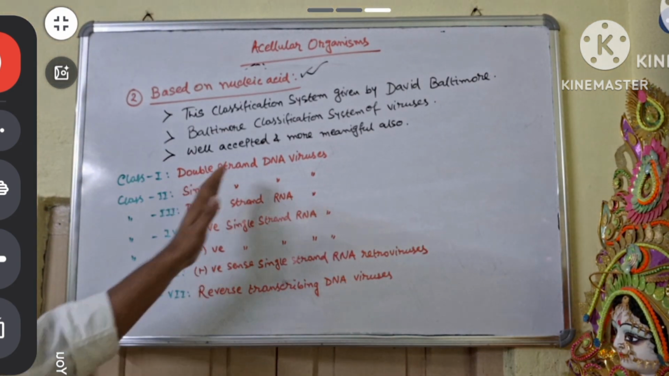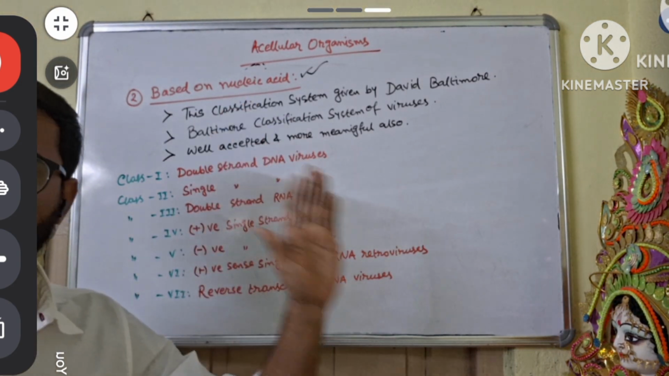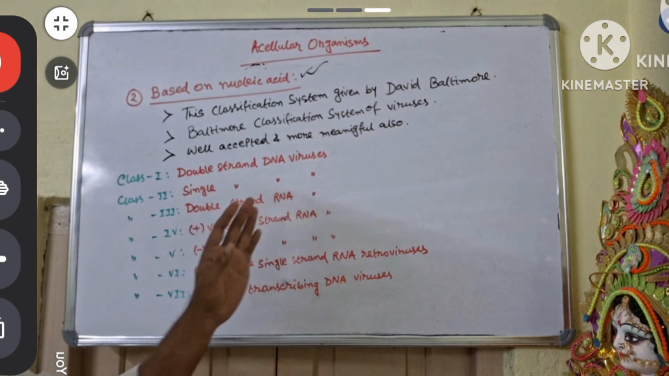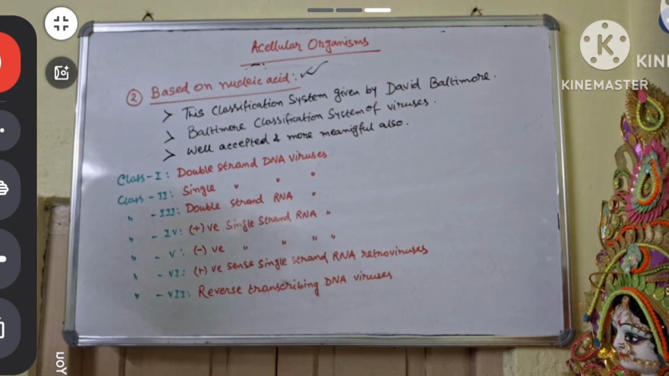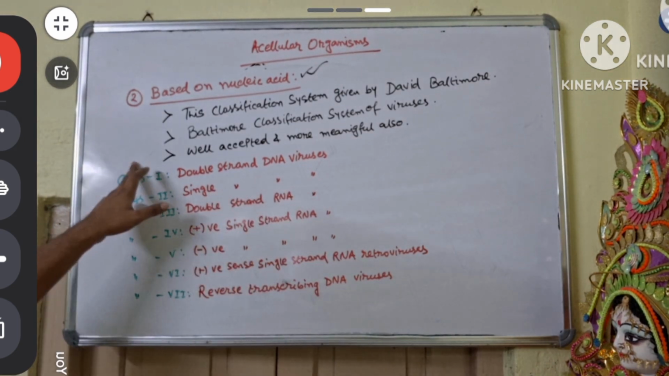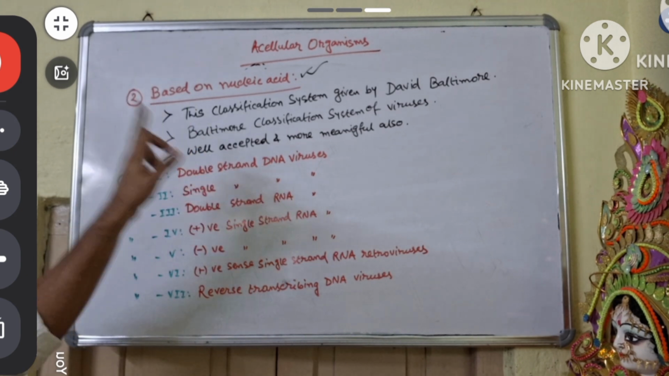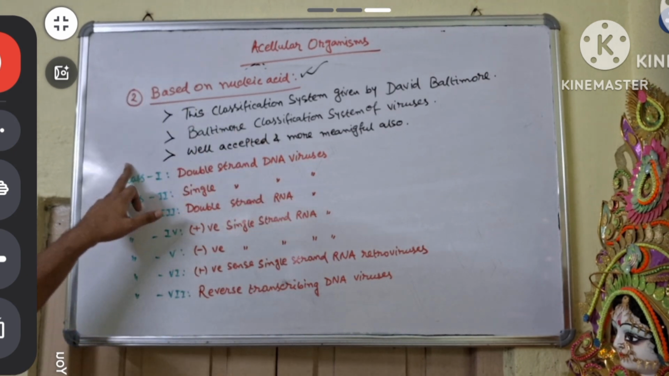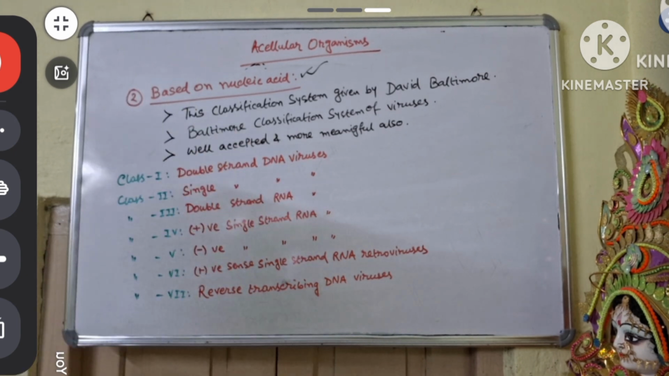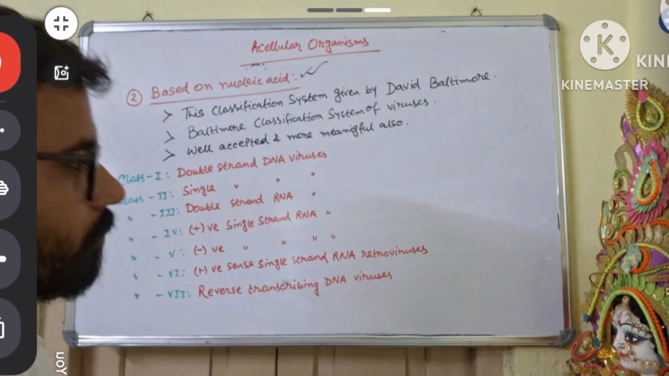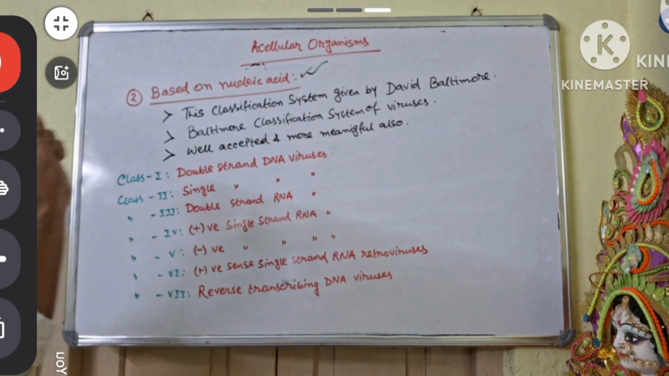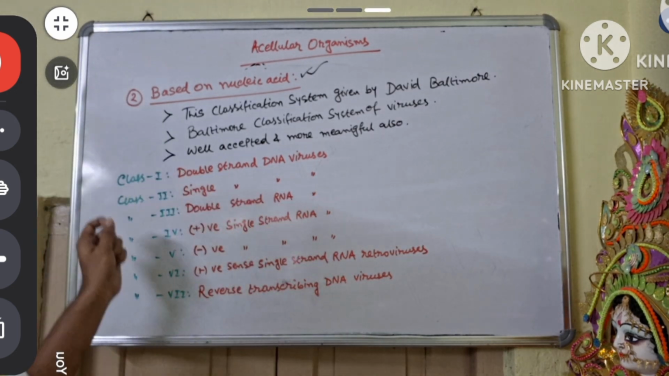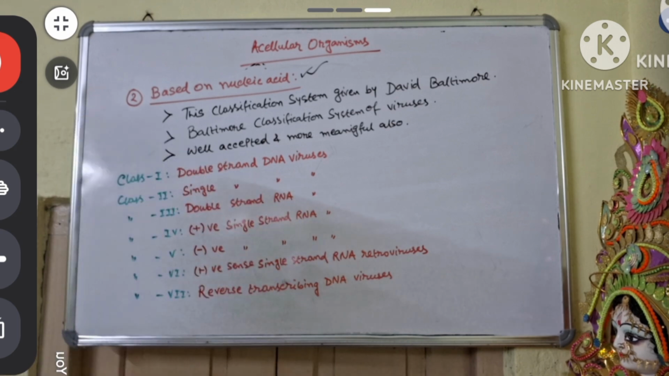Each class is specific for each virus type. Do not jumble up or skip, because class 1 means only double strand DNA virus. You cannot write class 1 means single strand DNA virus. In the Baltimore classification, class 1 is specific for double strand DNA, and class 2 is specific for single strand DNA.